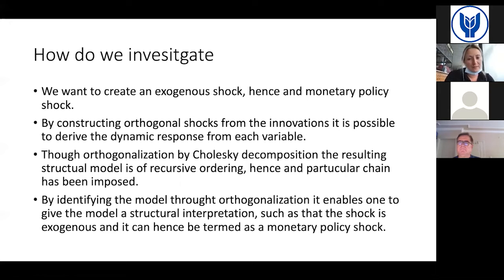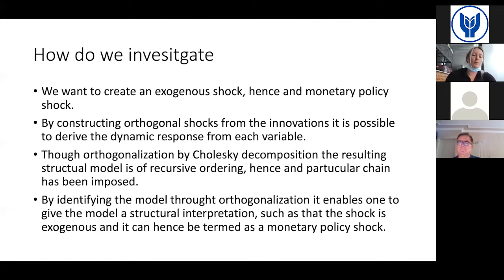So we want to create this extraordinary shock, and it's created using the VAR literature, but we end up using a vector error correction model. By creating this shock, we wanted to call it a monetary policy shock. This was done by constructing orthogonal shocks from innovations, and it is possible to derive the dynamic impulse response of each variable. In this case, we have a 3-variable VAR model, including the US interest rate, the European interest rate, and the exchange rate between these two countries.